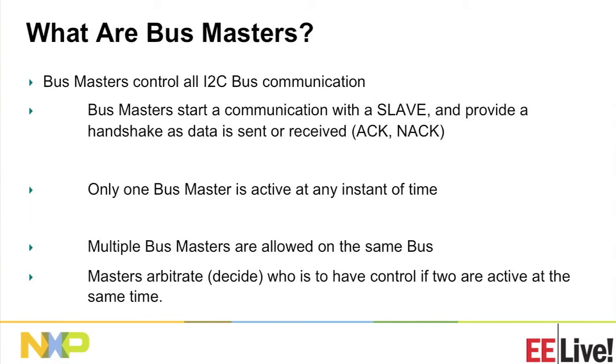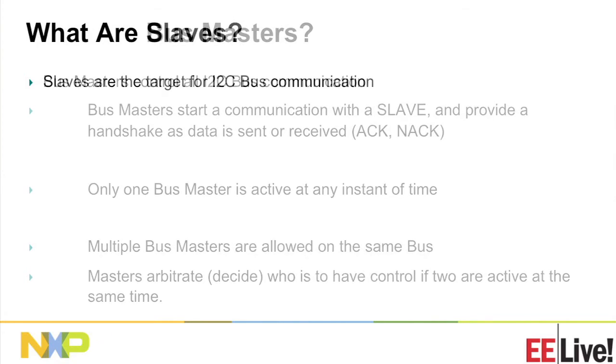Built into the protocol spec is arbitration so that masters can decide who is going to take control of the bus at any time. This way it avoids collisions, which means that you have a very reliable and robust communication system. Once again, two wires, two resistors.